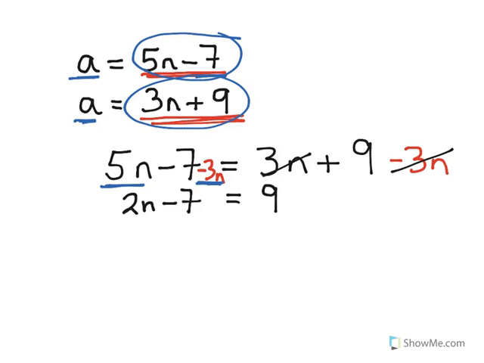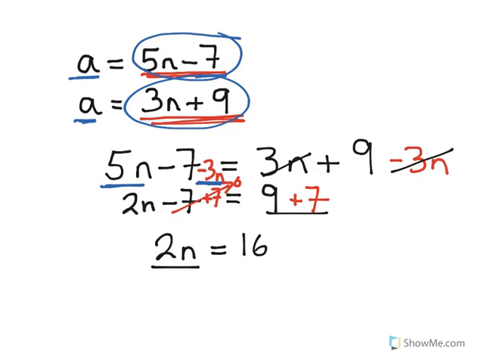So my next step would be to get the 7 onto the right-hand side of the equation, because I want all my n's on one side and all my numbers on the other. The way to do that would be to add 7 to the left-hand side of the equation. If I add 7 to the left-hand side, I must add 7 to the right-hand side. I then get that minus 7 plus 7 is the 0 that I'm looking for. So I've got 2n by itself on the left-hand side of the equation. And 9 plus 7 equals 16. So 2 lots of n equals 16.